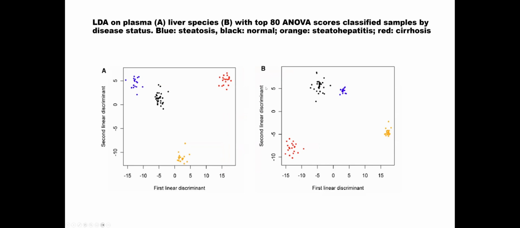And if you do statistics, you can really look at discrimination using a discriminant analysis. For example, blue is steatosis. Steatosis separates out from black, which is normal, which separates out from orange, which is the steatohepatitis, which is here, and then the red is cirrhosis. So there's a really good separation using these different metabolites that are common between the plasma and the tissue.